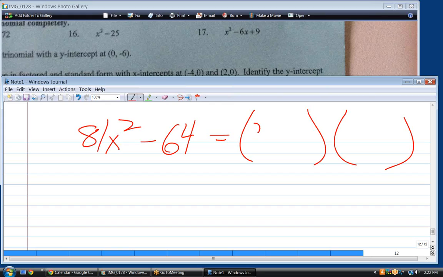That'd be 9x minus 8. Sorry about that, I mean 8. Then it'd be 9x plus 8. Excellent.